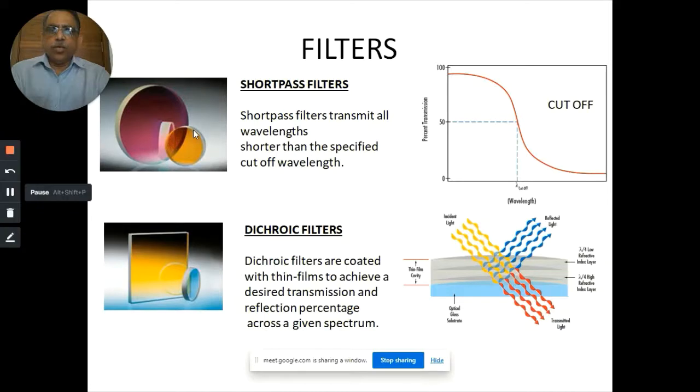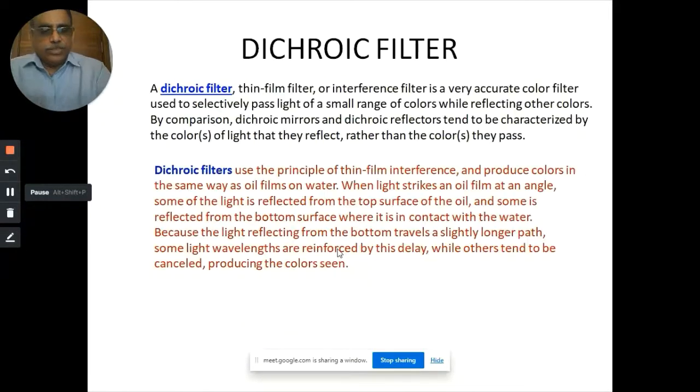And the new one you are going to learn is the dichroic filter. This is something you don't normally use in fluorescence spectroscopy, but you probably use it in fluorescence microscopy or when you go for lasers. They are called dichroic filters. The name itself tells you: di means two, chroic means color, dichroic. They are able to separate two colors. Now this is basically a thin film filter, an interference based filter.